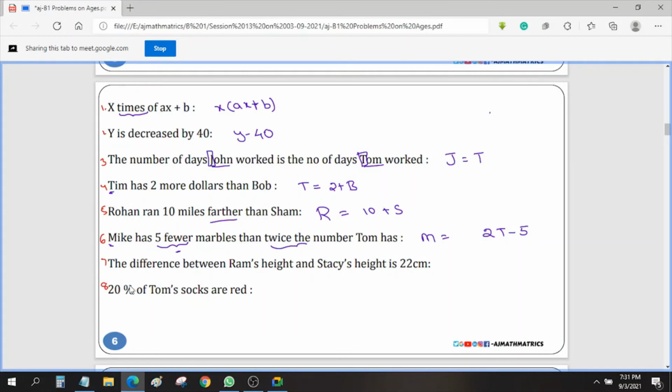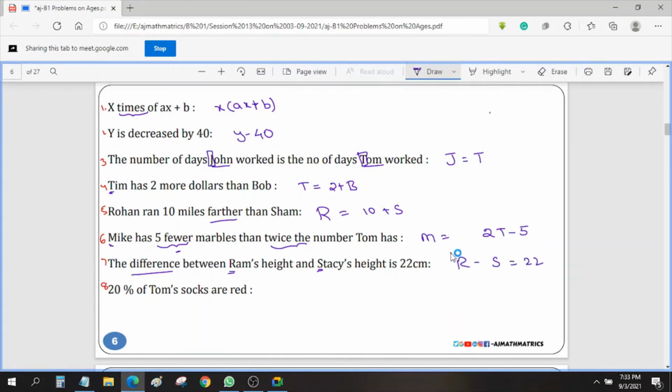Next, the difference between Ram's height and Stacy's height is 22 centimeters. Now Ram's height I am assuming as R, Stacy's height I am assuming as S. The difference means what? Minus. R minus S equals 22. We'll show it like the mod of R minus S. The mod of R minus S equal to 22, which means R can be the highest or S can be the highest. That we don't know according to the data.